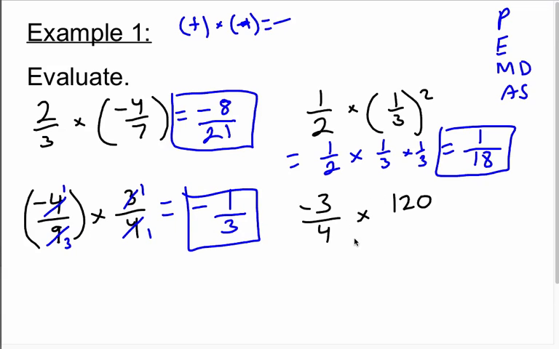Now here, some students find it helpful to write this as 120 out of 1. And then we do the same thing as before. We'll have negative times positive is negative. And 3 and 1, nothing cancels there, but 4 and 120 I can divide by 4 and get 1 and 30. So this is simply 3 times 30 is 30, and 1 times 1 is 1, so negative 30 divided by 1 is just negative 30.